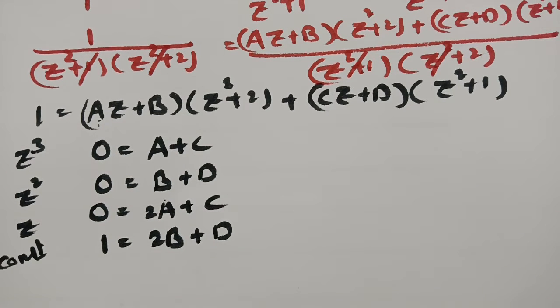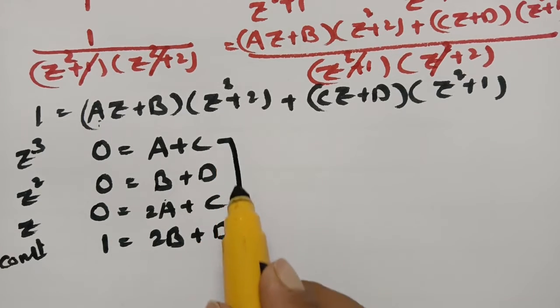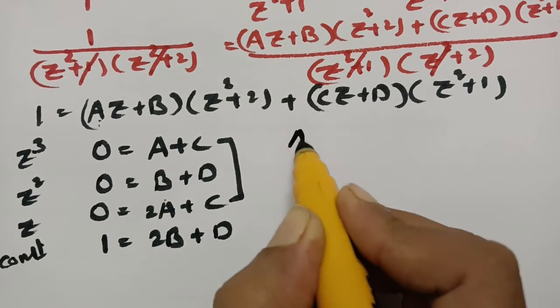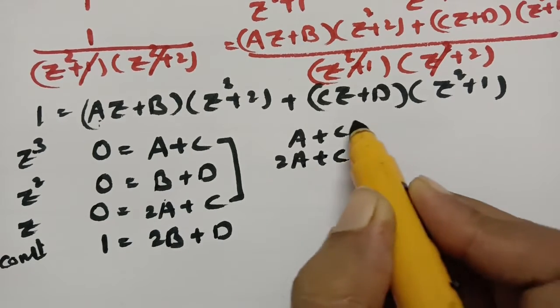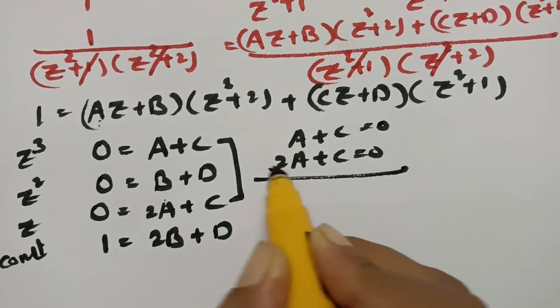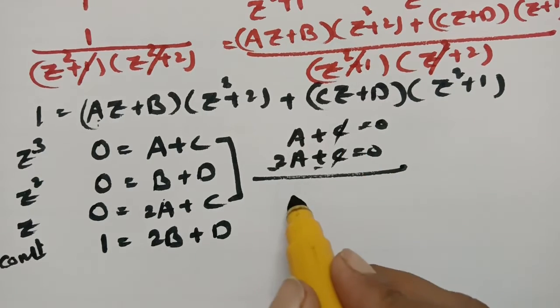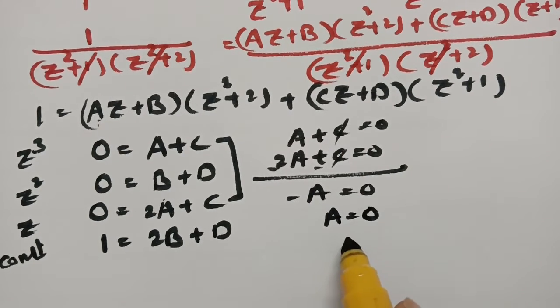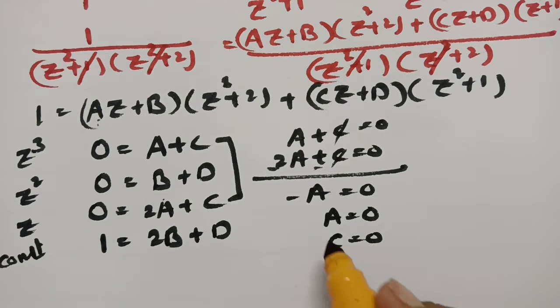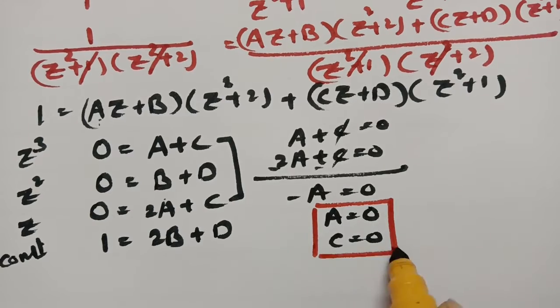Now I am going to solve for the a, b, c, d values. If I solve these two equations, this is a plus c, and this is 2a plus c is equal to 0. If I subtract, this will be minus a is equal to 0. So the a value is equal to 0 and therefore c is also 0. Clear? So, we got the a value and c value as zeros.